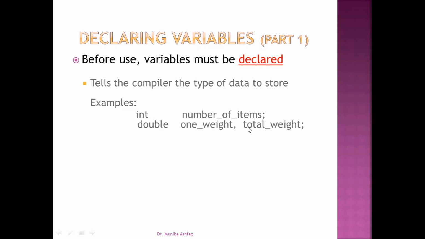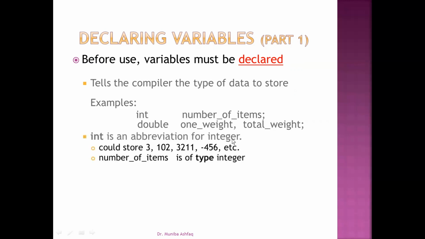So if we have more than one variable of the same data type, we can write them and separate them by comma, or we can also write them in separate statements, like we can write here double one weight semicolon and then double total weight semicolon. But instead of writing multiple statements, we can write in a single statement.